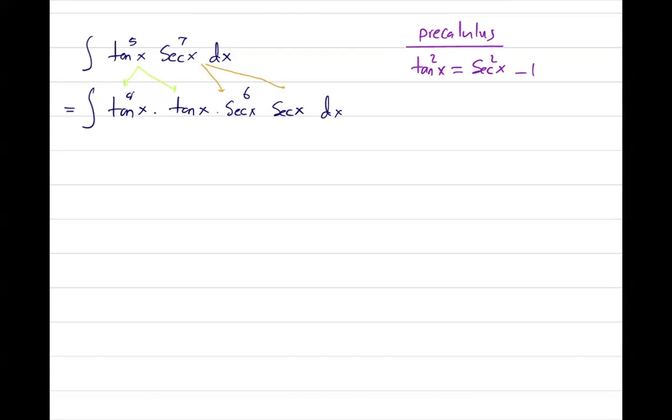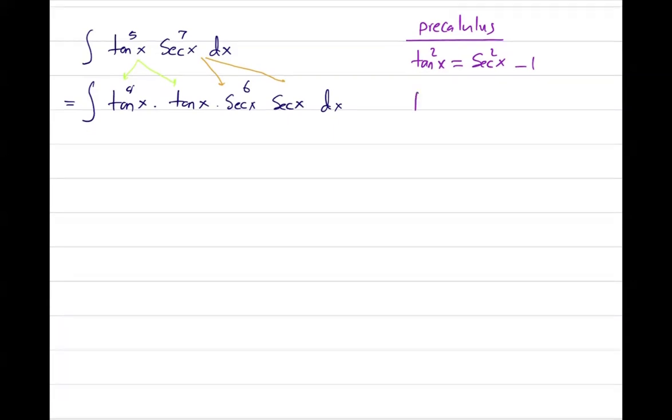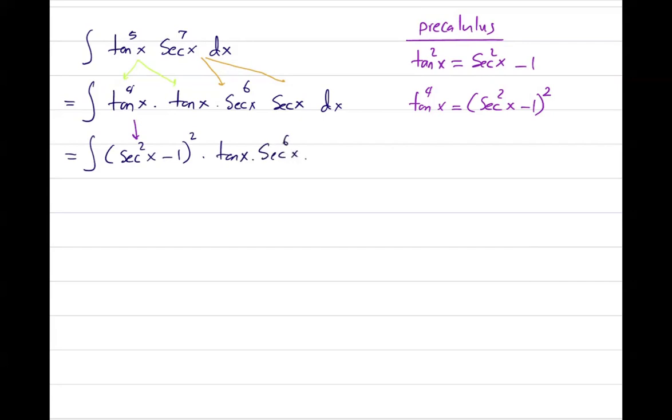Tangent squared is secant squared minus 1. So tangent to the 4th of x is equal to secant squared of x minus 1 to the 2nd power. If I write it this way, what do we get? We get the integral of secant squared of x minus 1 to the 2nd, times tangent of x times secant to the 6th of x times secant of x dx.